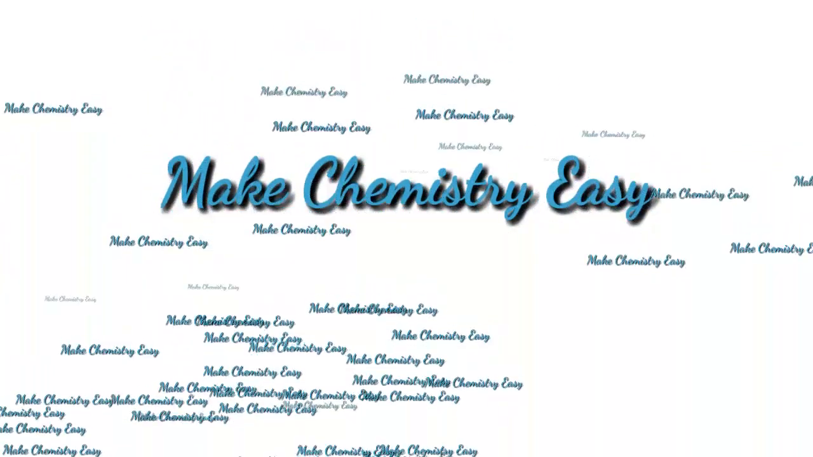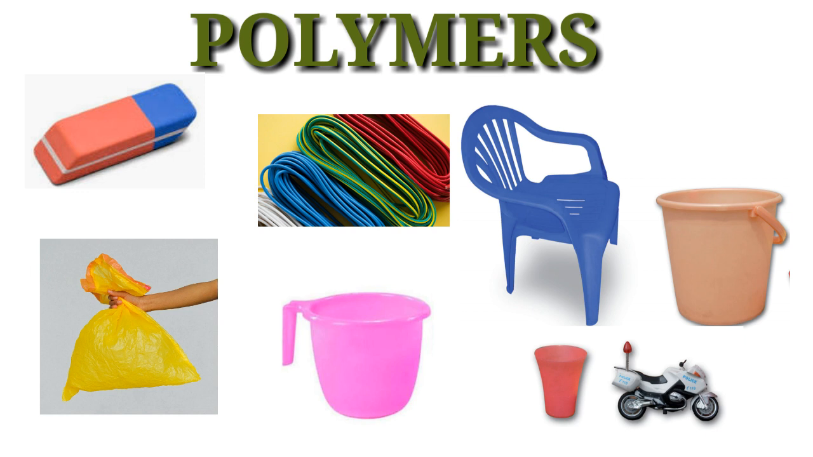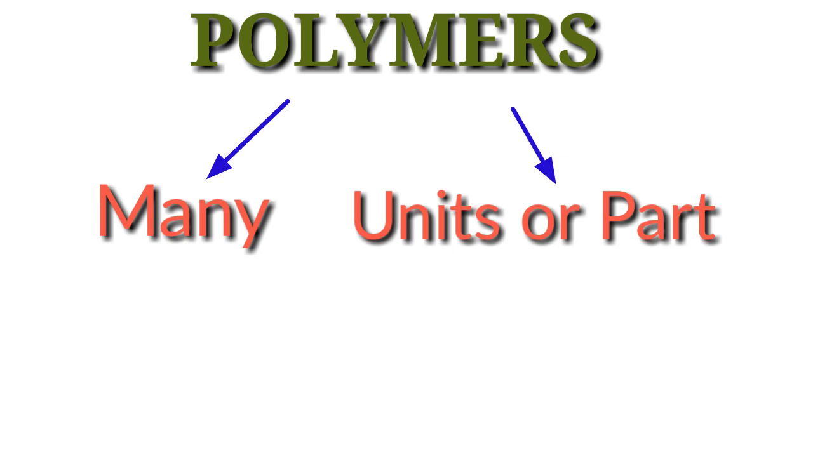Today we are starting a new chapter, Polymers. As we look at our surroundings, we can see large varieties of things made of polymers. Plastic bags, cups, saucers, children's toys, packaging bags, automobile tires, electrical insulating materials, machine parts, etc. are polymers. The word polymer is taken from two Greek words, poly and mer. Poly means many and mer means unit or part.